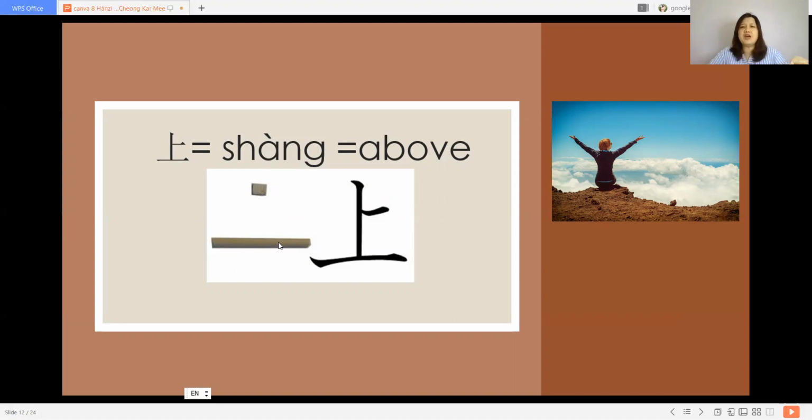Okay, so actually, can you draw above? Above is a concept which is quite abstract, right? If I give you a piece of paper, can you draw me above? You can't really draw me above because that one is not solid, the meaning. So this is considered an abstract meaning. So by using the small little horizontal line, we put it here to indicate something is placed above something. So with this idea, this word shang, which means above, is created.